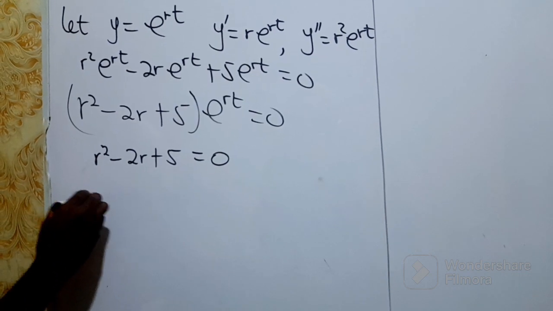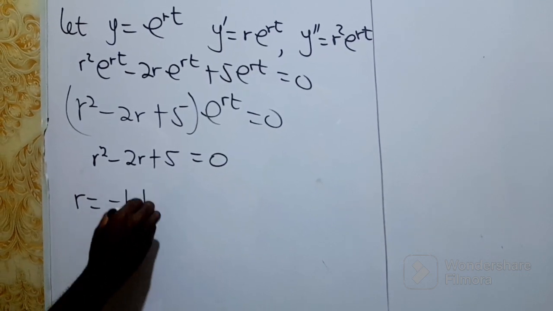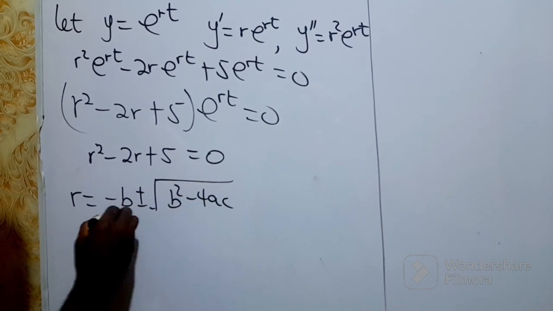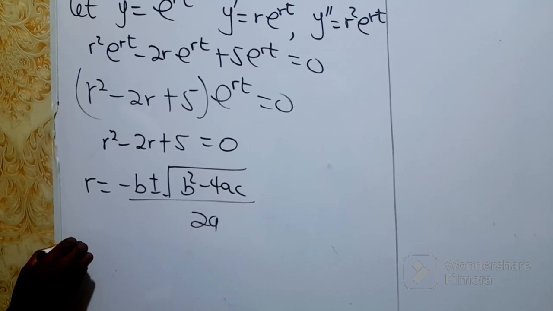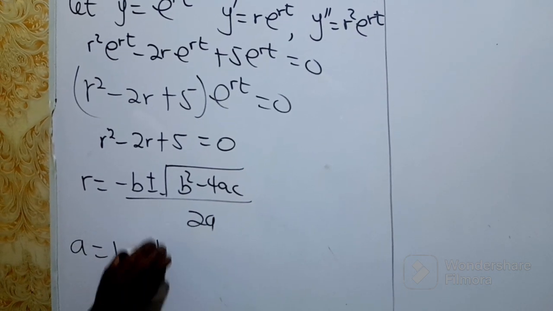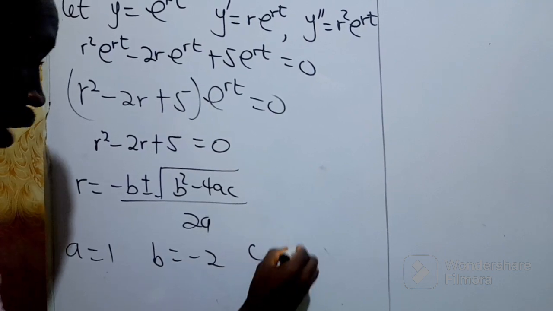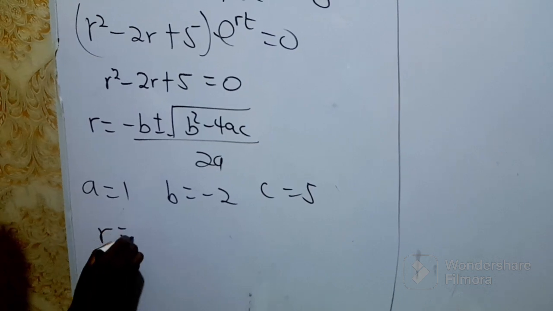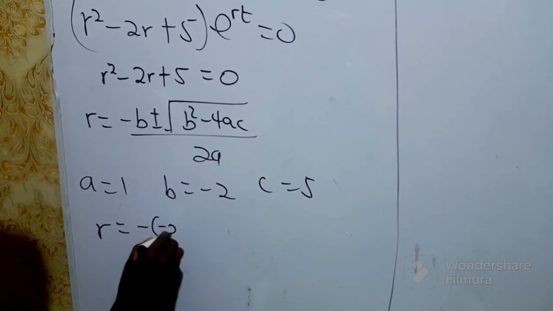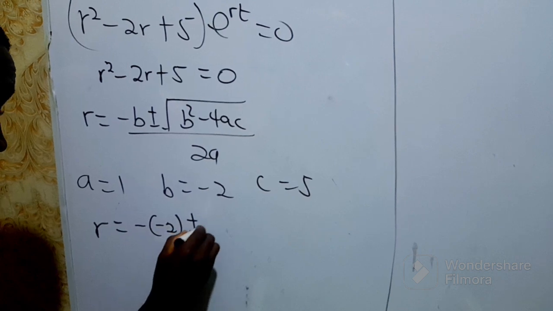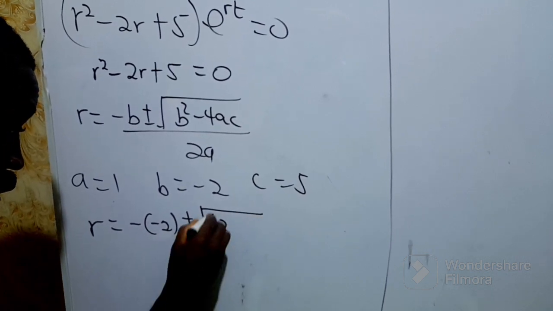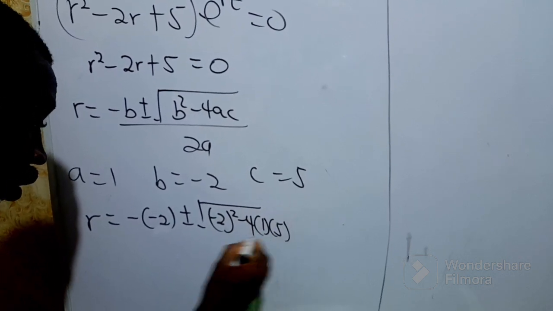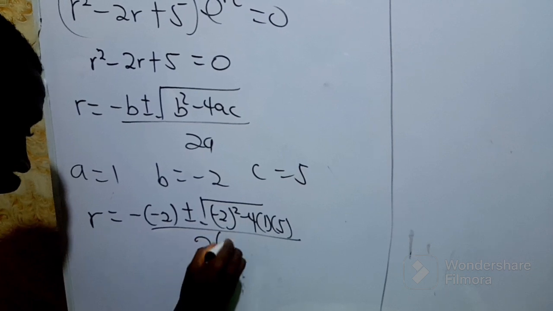We solve this using the quadratic formula, negative b plus or minus the square root of b squared minus 4ac, all over 2a. So our a is 1, b is negative 2, and c is 5. So now we substitute to find our r. Our r will be equal to negative b, which is negative 2, plus or minus the square root of negative 2 squared minus 4 times 1 times 5, all over 2 times 1.